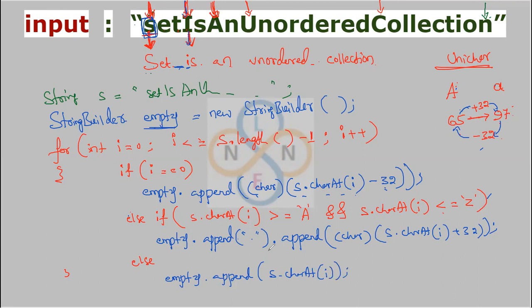So that's it, this is the logic. Then outside this for loop, you can use a print statement to print the empty StringBuilder object to get the expected output. I hope it is understood.